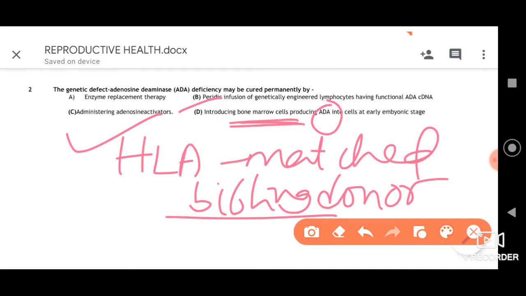That means from a healthy person we have to take these cells which produce ADA, and put them in at the early embryonic stage itself into the patient. Then we can say there is permanent cure. Chances are definitely there. So the more appropriate option here is option D.